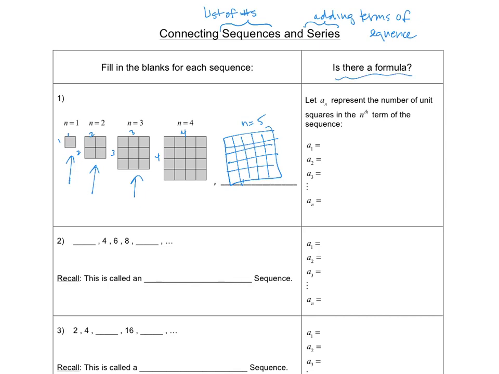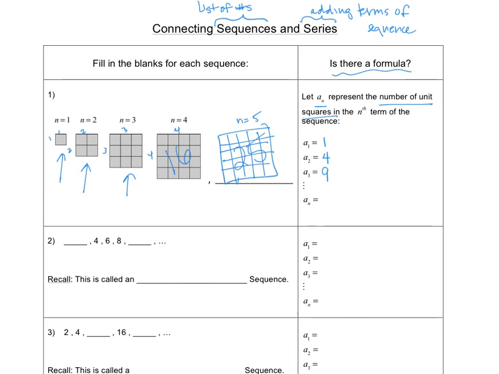So let's see, it says, is there a formula? Let a sub n represent the number of unit squares in the nth term of the sequence. So we know that the first term had 1 square, the second term had a total of 4 squares, the third term has 9 squares, and the fourth term you could see there were 16, and the fifth one there were 25. So you can notice that these are actually talking about all the square numbers. So a sub n would be n on one side, n on another side, and so that's going to end up being n squared.